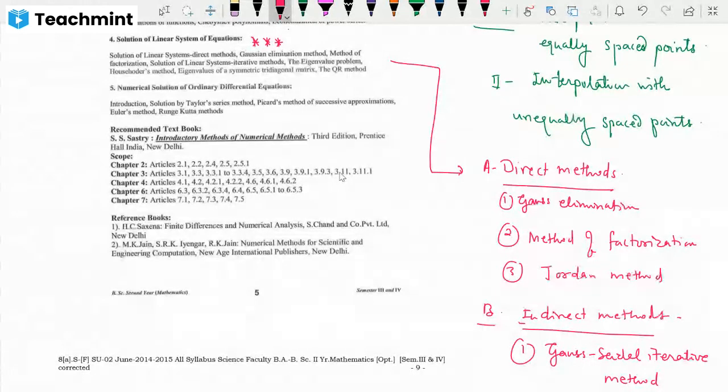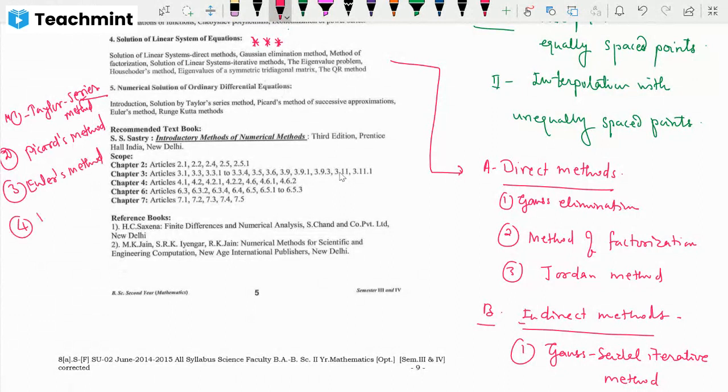So in chapter 5, we'll solve ordinary differential equations by numerical techniques. There are different methods. Method 1 is the Taylor series method. Second is Picard's method, also called Picard's successive approximation. Third method is Euler's method. And fourth method is the Runge-Kutta method. We'll see two Runge-Kutta methods, Runge-Kutta second order and Runge-Kutta fourth order. So this is the syllabus of this course.